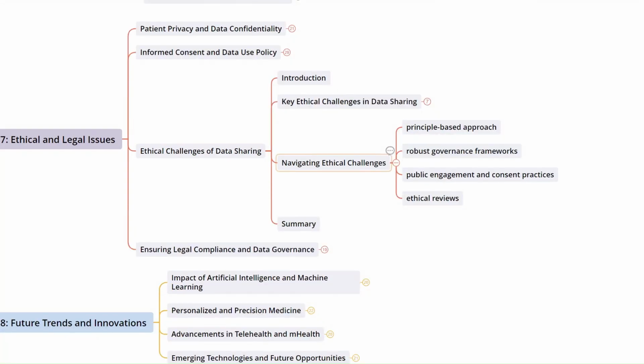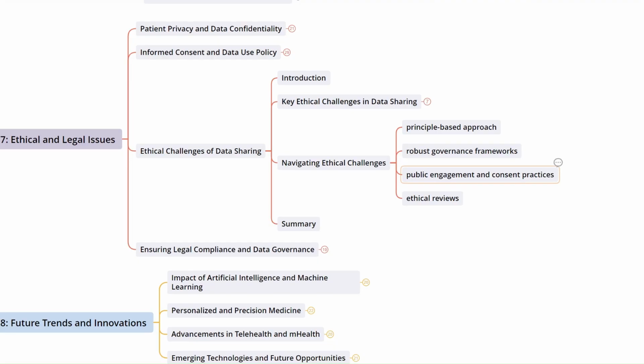Next, navigating ethical challenges. Adopting a principle-based approach, emphasizing respect for persons, beneficence, justice, and autonomy. Implementing robust governance frameworks and policies that specify data sharing protocols.